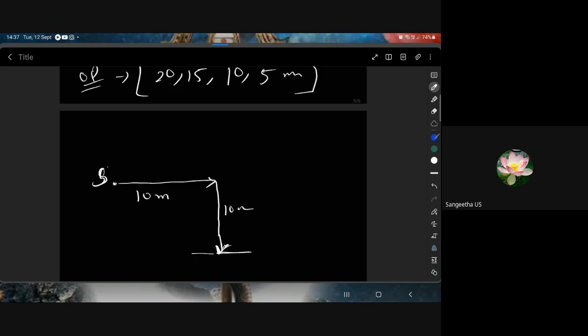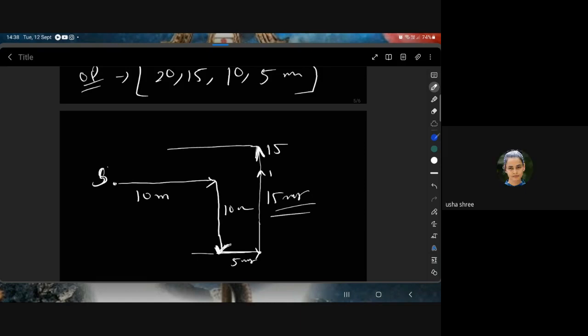So this is my right side, which means his left side. He walked 5 meters. Then again he took a left turn. Left turn means up, and he walked 15 meters. Then again he took a left turn. Left turn means this side, towards west. So another 15 meters he has walked.